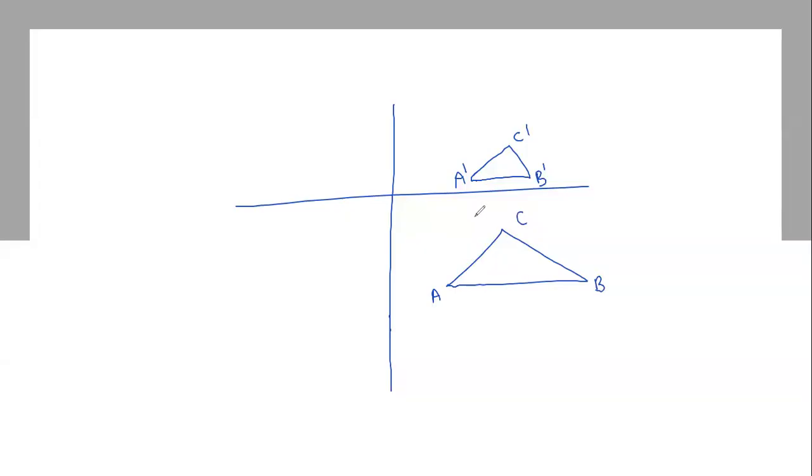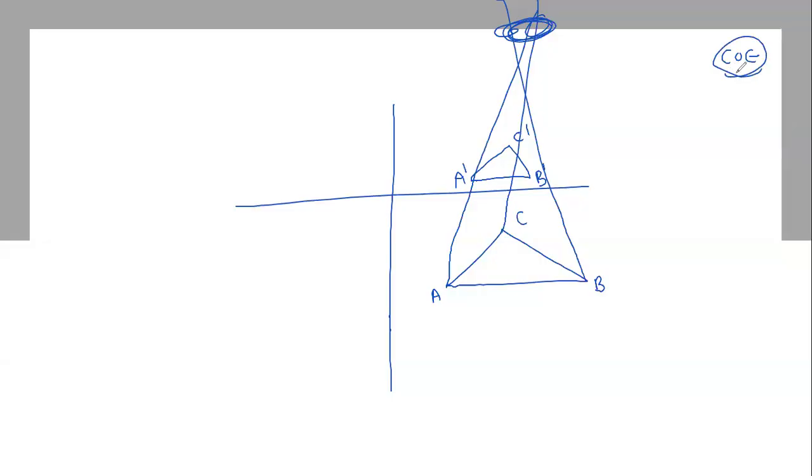So always what you do, in case they have told you to find a center of enlargement when you have the objects and the images, get A and A prime, join them, use a long ruler like that. Do the same to C, C to C prime, join them like that. Do the same to B prime, something like that. Now, where those lines meet is where you have your center of enlargement.